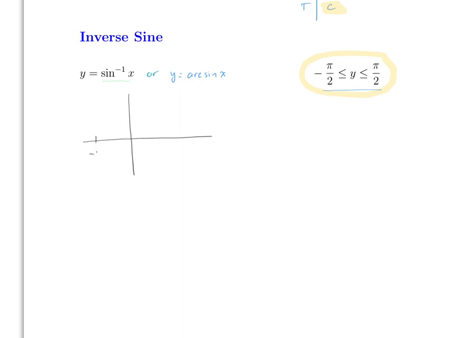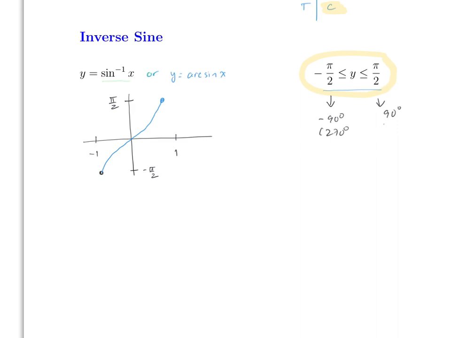Remember that the maximum the sine can be is 1 and -1. So now if you only go from minus pi over 2 to pi over 2, let's say this is minus pi over 2. Remember that minus pi over 2 is minus 90 degrees, or 270 degrees. This is 90 degrees. And the highest it will go is pi over 2. So the graph will look something like this. So that will be the graph of the inverse function.